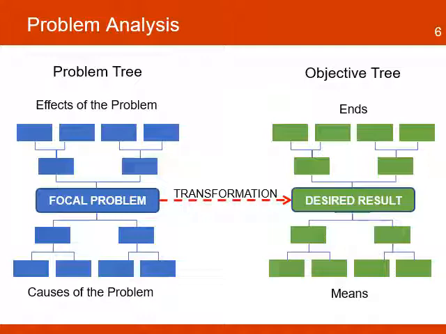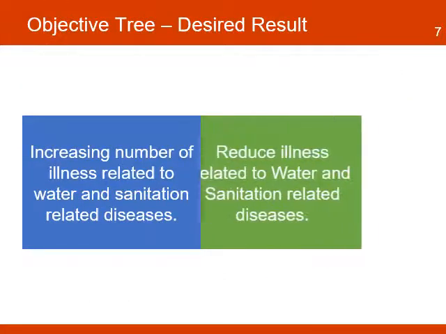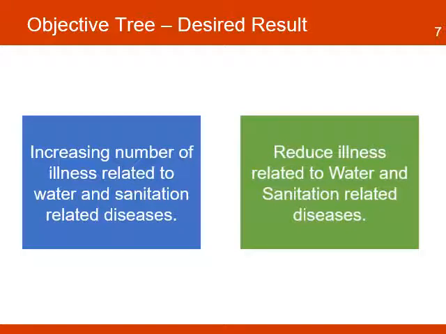It must be noted that not all the problems can be transformed into positively formulated objectives. Let's start with an example. The focal problem is expressed in positive terms and transformed into an objective: reduce death and illness related to water and sanitation related diseases.